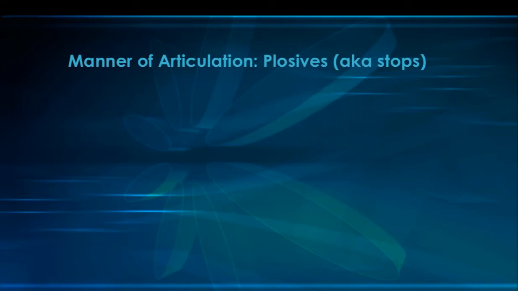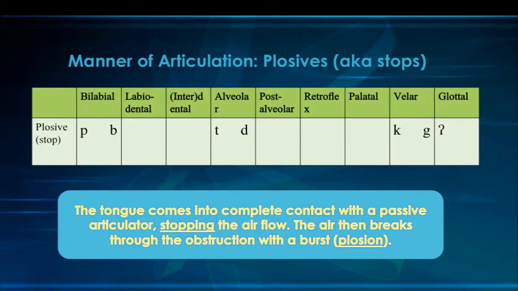Now let's look at the different manners in which sounds can be articulated. As a reminder, the manner of articulation describes how complete the obstruction to the airflow is. The most complete obstruction occurs when the tongue or another active articulator, like lips, comes in complete contact with a passive articulator and stops the airflow. The air then breaks through with a burst called plosion. Because the air is first stopped, these sounds are sometimes called stops. Because of the plosive release, the sounds are called plosives. In this course, you can either use the term stop or the term plosive, as you wish.